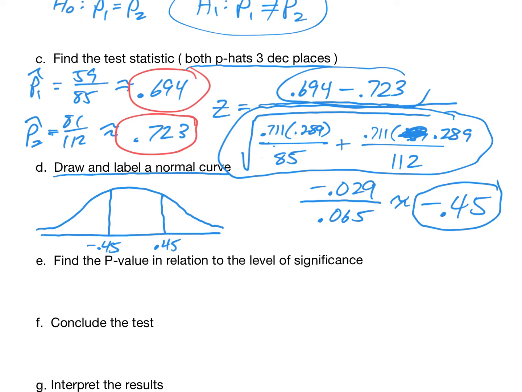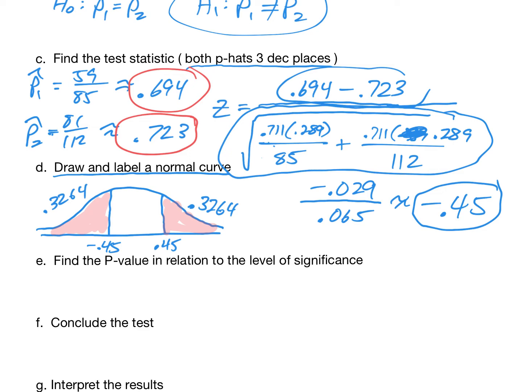Your P value will be this piece and this piece. Okay, so it's going to be both. So our job is to look up on our Z-score chart negative 0.45. Now, we've done it many times, and when you do so, you're going to get 0.3264. That means this is 0.3264 as well. That's all I want for this part. Draw and label.